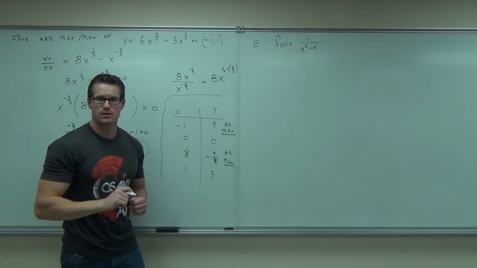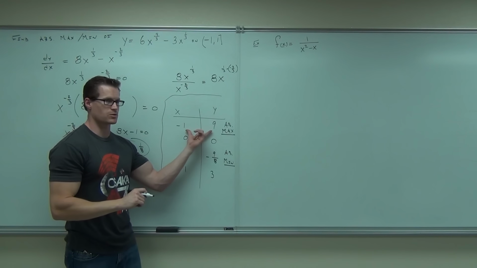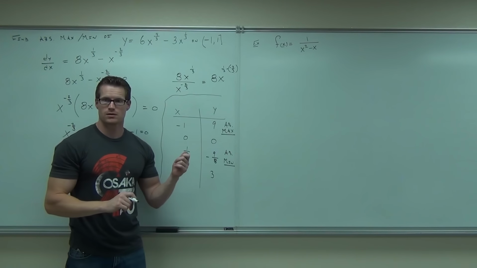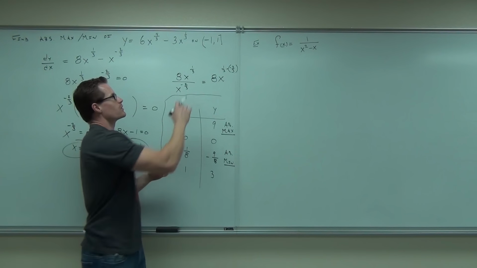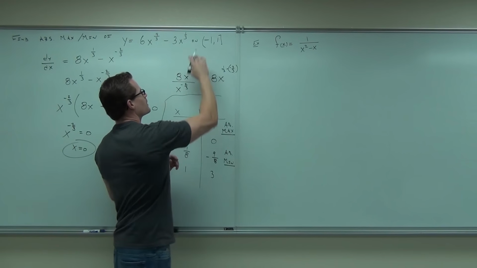Absolute max? No. No, that's off the table right now. So the negative one's gone. Okay, no absolute max. Absolute min? Yes. Yes, that's still there. Okay. So are you starting to see how the endpoints play a factor in what you're doing here? Now let's try one more.